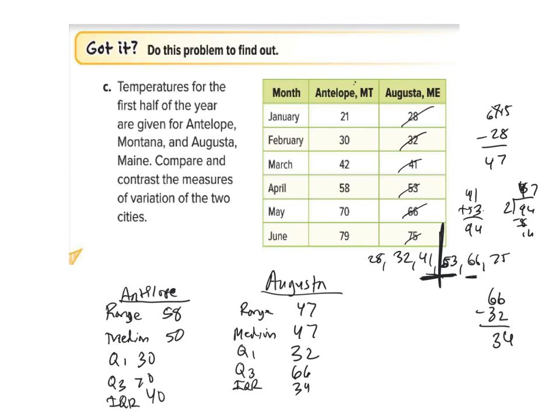You can say Antelope has a bigger range of temperatures, doesn't it? If I compare the ranges. The medians are pretty similar, so their middle temperatures are pretty similar, only 3 apart. Their lower middle numbers are pretty similar, only 2 apart, right? Their upper middle numbers, the Antelope upper middle number is about 4 higher, right? And their interquartile range, you can say that Antelope has a bigger difference between the upper and lower middle numbers than Augusta does, right? By about 6. And so now we were able to compare them.